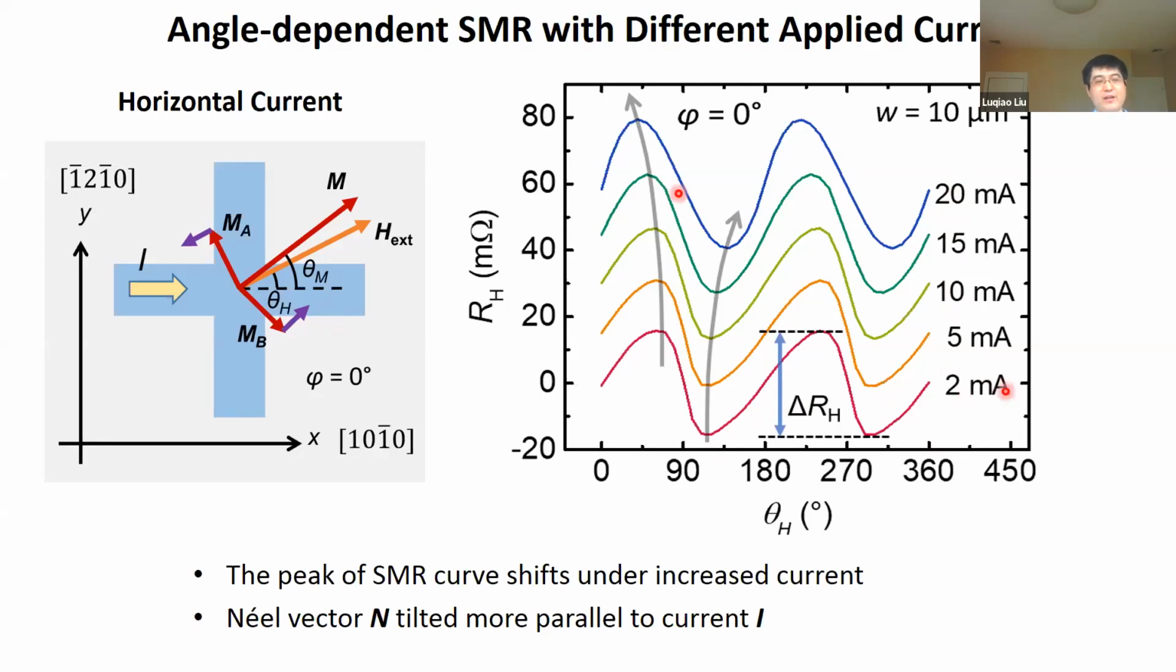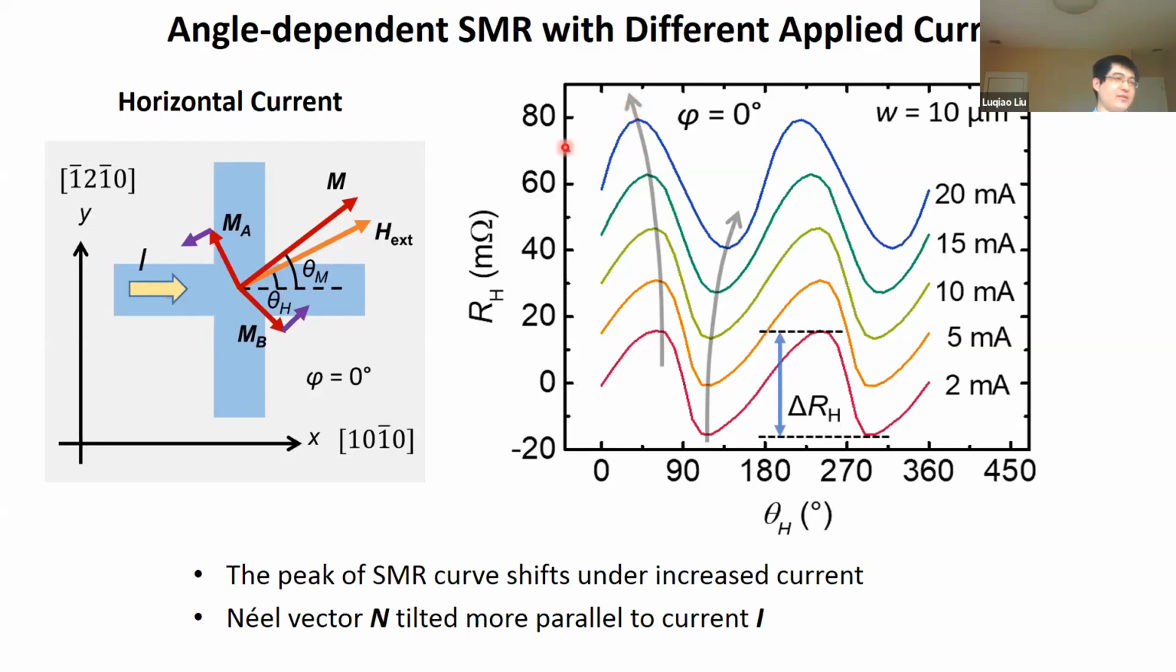So actually 2 milliampere corresponds to a very low current density. We can basically neglect the current-induced effect and treat it as baseline. And then for 20 milliampere, if we compare those two cases, we found that the peak position of the spin-Hall magnetoresistance, the first peak position, shifted to the lower angle orientation.